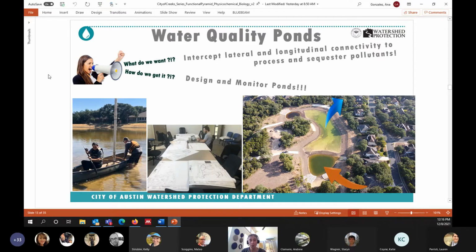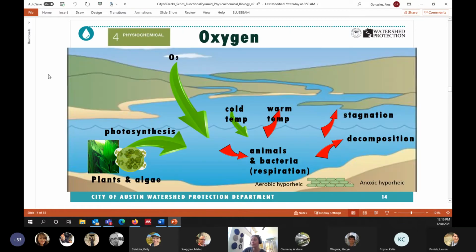In order for those water quality ponds to function, we need them to be designed properly. So we have teams that are checking that those ponds are designed properly. And we also need to make sure that they are functioning properly. So we have teams that inspect and make sure those ponds are operating, because we rely a lot on them functioning properly to protect our streams from excess nutrients.